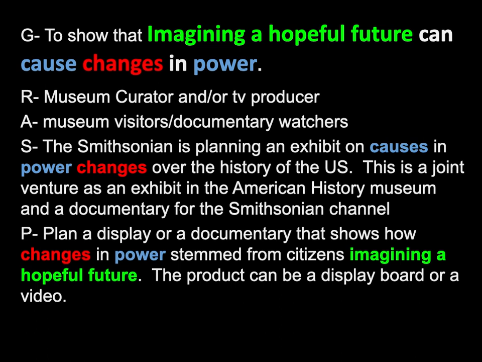To show that imagining a hopeful future can cause changes in power, the role would be a museum curator or a TV producer, and the audience would be the video watchers or the museum visitors. You can see here we've given a situation that involves our concepts about causes and power changes in history, and set up that it's a museum or documentary situation. So the product for the students is to create a documentary that shows the statement of inquiry in action, or to create a display board like a museum exhibit.